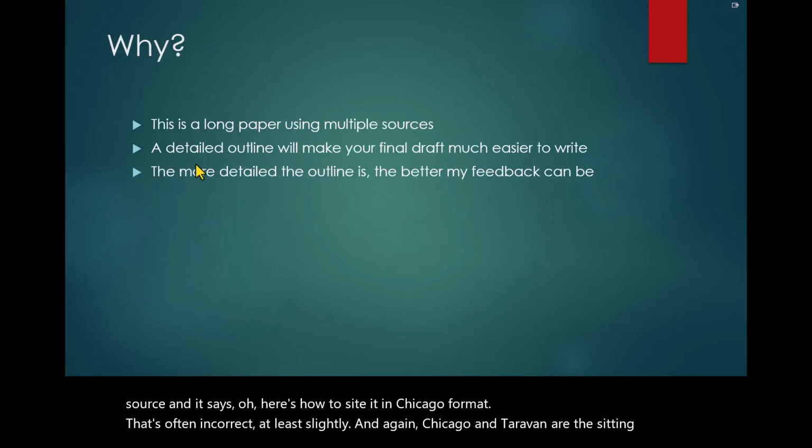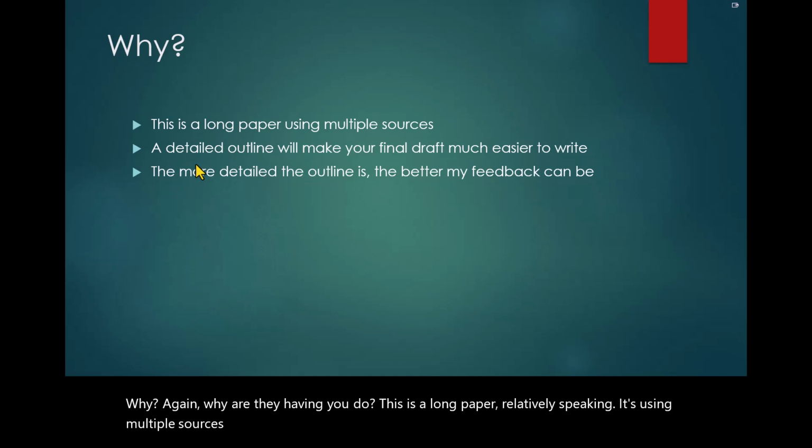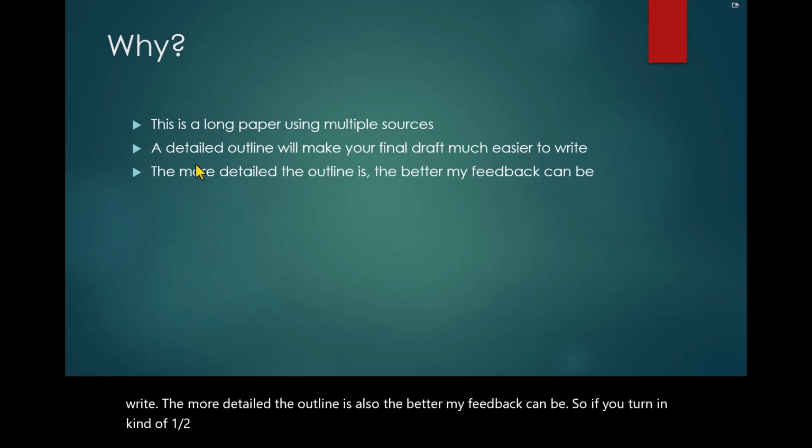Why are they having you do this? This is a long paper, relatively speaking. It's using multiple sources. The detailed outline is going to help make your final draft much easier to write. The more detailed the outline is, also, the better my feedback can be. So if you turn in kind of a half-hearted outline, I'm not really going to give you much feedback. And maybe you're okay with that, and that's fine.